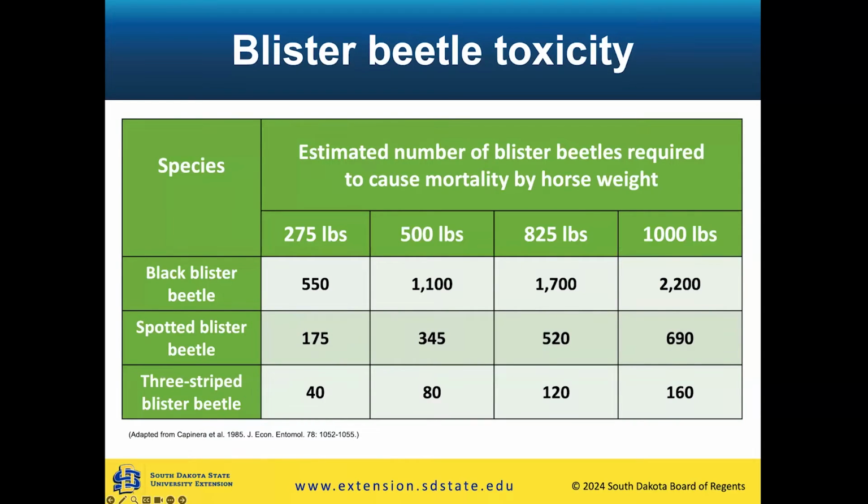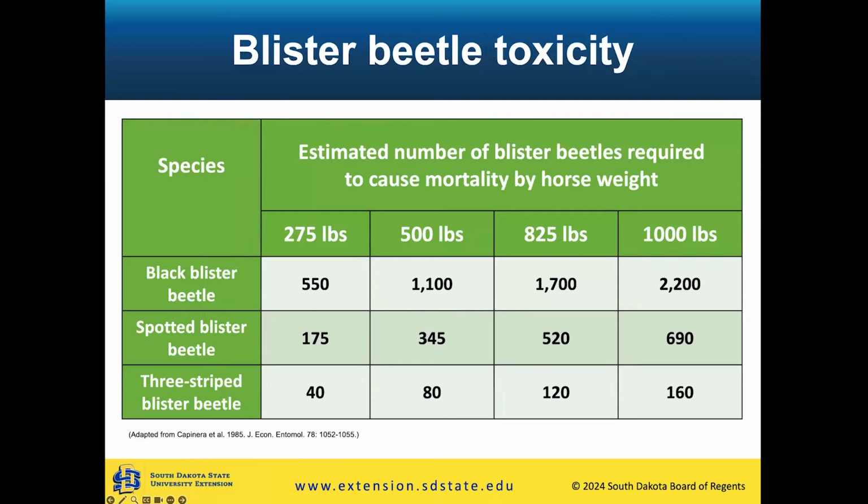So to put this into perspective, what it might look like here for a typical horse around 1,000 pounds, how many of these beetles they'd actually have to consume before it could cause mortality. So with the black blister beetles, these ones have, again, that less than a milligram, not a huge concentration. A horse would have to eat over 2,000 of those black blister beetles in order for it to be fatal.